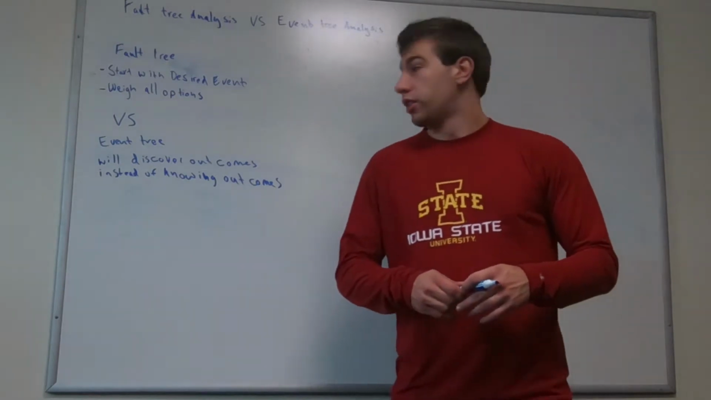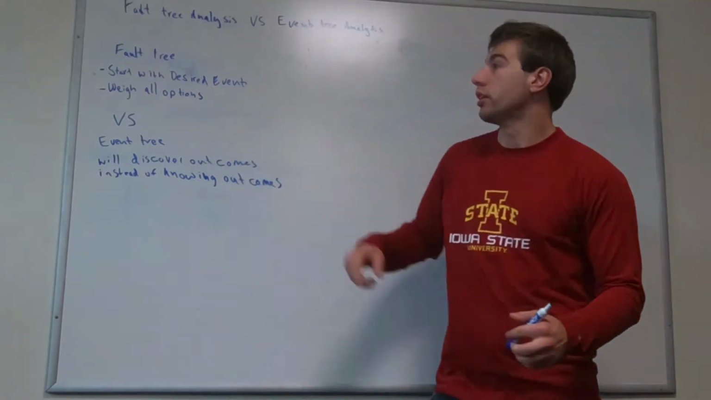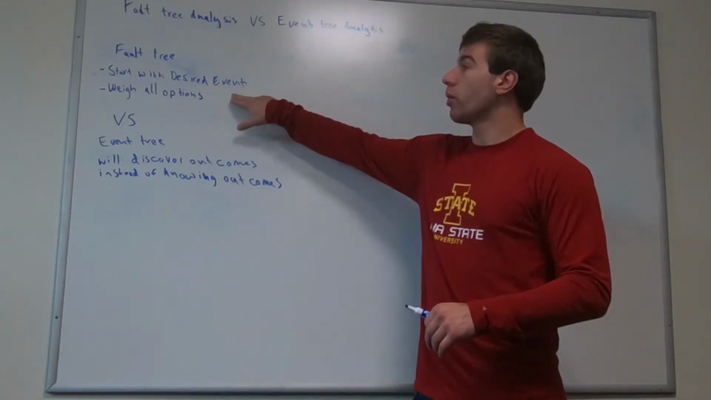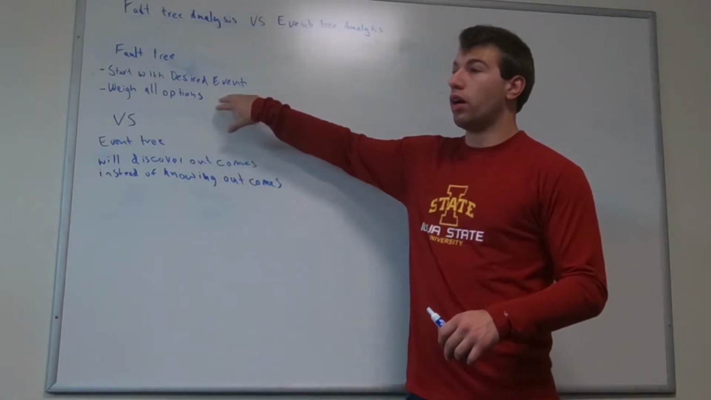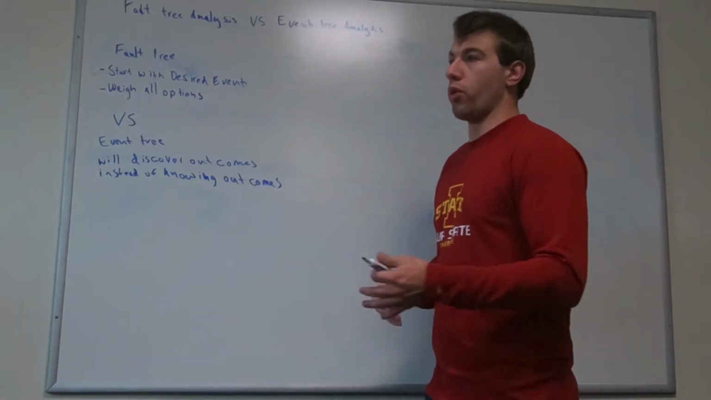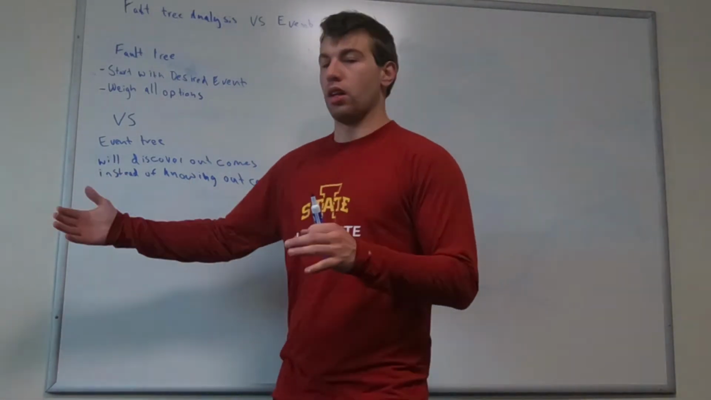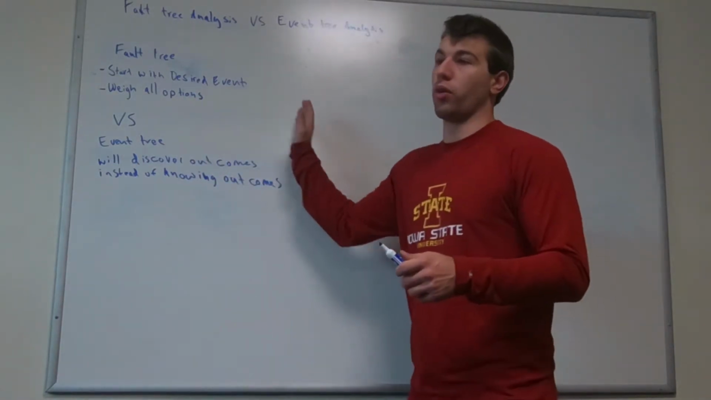So fault tree versus event tree. We have done event tree in the past, we have not done a fault tree. The difference between the two of them: with a fault tree, we start with our desired events and we weigh all options. We also know what is going to happen here. With the event tree, we're a little bit more unsure of it, and we're looking at a beginning event to an end event, versus we know what's going to happen, and we're starting from the bottom here and going backwards.